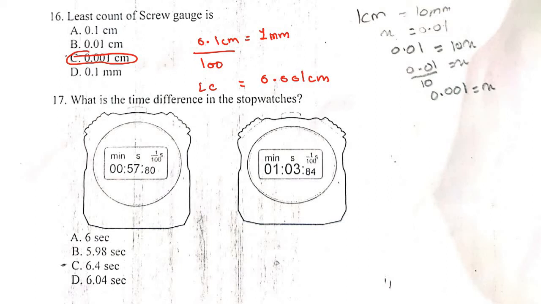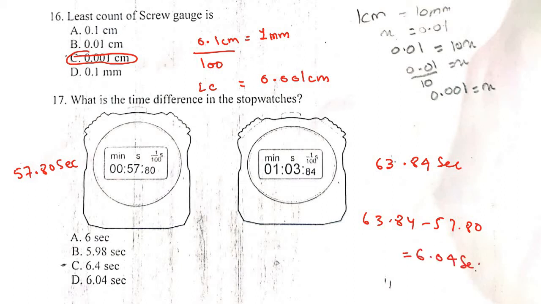In question number 17, we have two stopwatches and we have to find the difference of time between them. As we can see, this watch represents 57.80 seconds, and the second diagram represents 1 minute and 3 seconds. That makes 63.84 seconds. So the difference between these two readings will be 63.84 minus 57.80. So the result will be 6.04 seconds. Correct answer is option D.